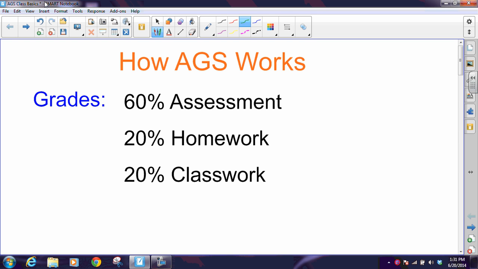First of all, notice 60% of the grade is assessment. That means tests and quizzes. We're very interested in what you know. You'll notice we're not quite as interested in what you do. The idea is to use the homework and the classwork. Notice classwork also involves labs and such. To use the homework and classwork to prepare you for the assessment. That's always our goal.